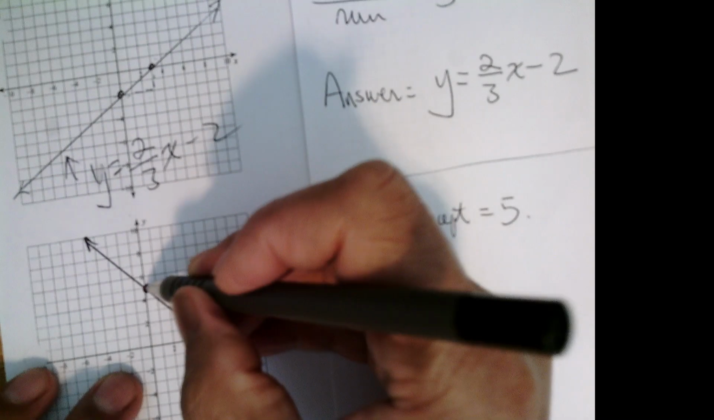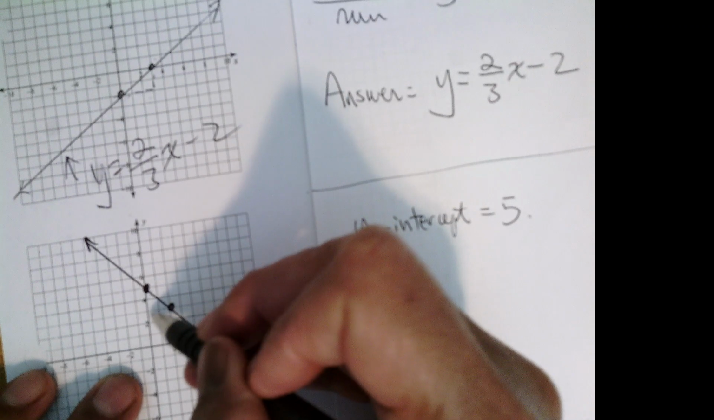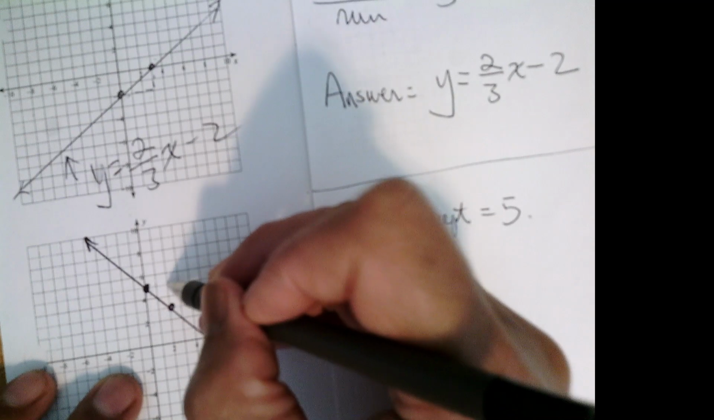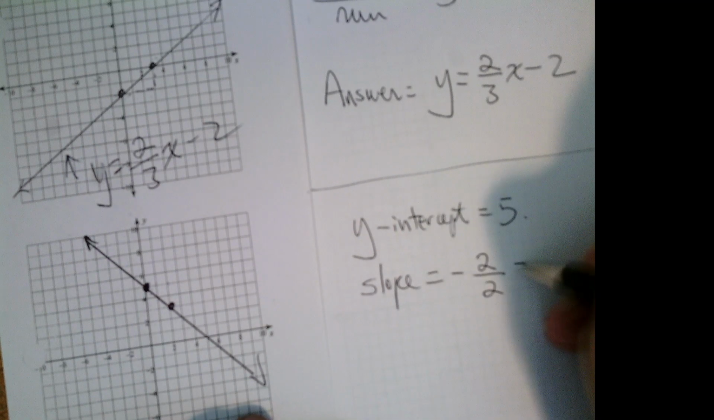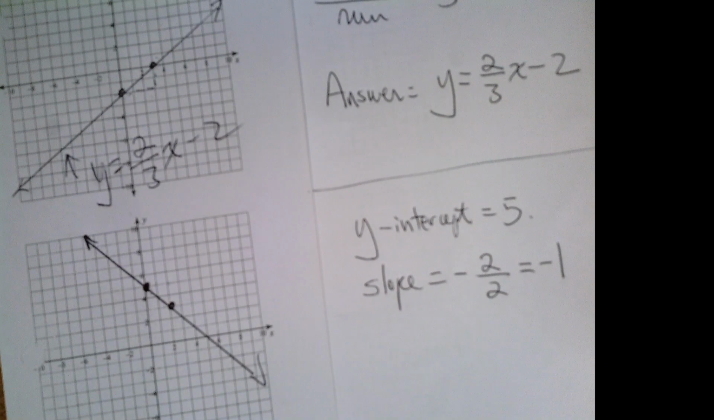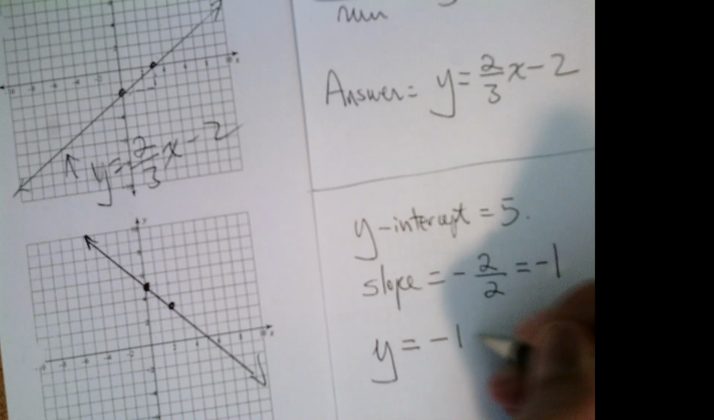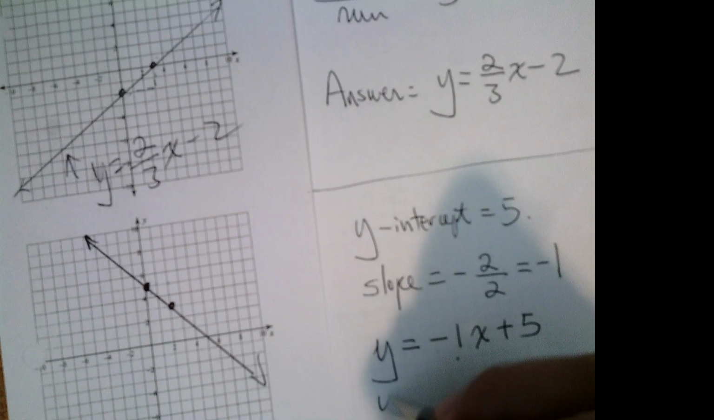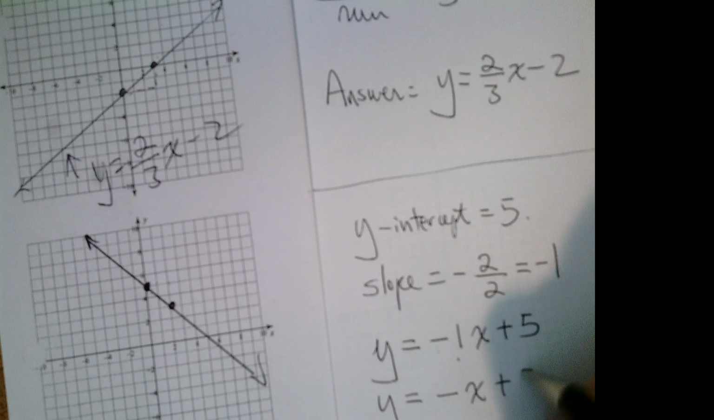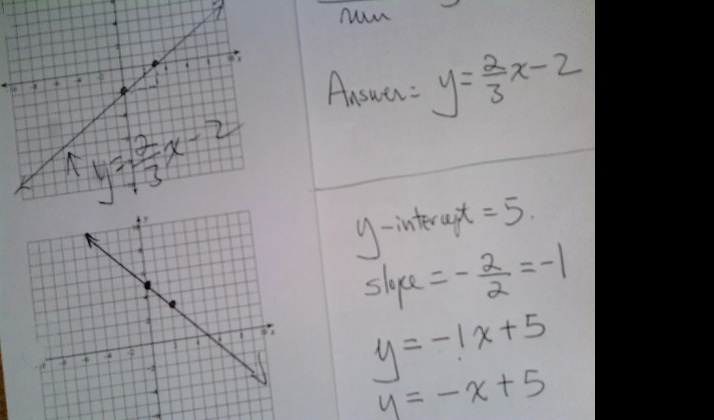Now pick another point. So I pick this point here. Counting rise over the run: 1, 2, and then instead of going up, coming down. So when the rise is coming down, the slope is negative 2/2, which is negative 1. All right? Now I can write out the answer. So y is equal to negative 1x plus 5. But in algebra, this is bad writing. So we can write it as negative x plus 5, like that. Okay? So you're going to find today's assignment pretty easy.